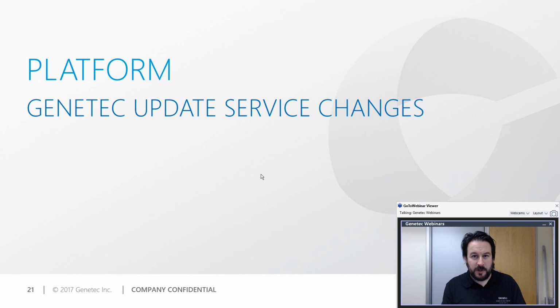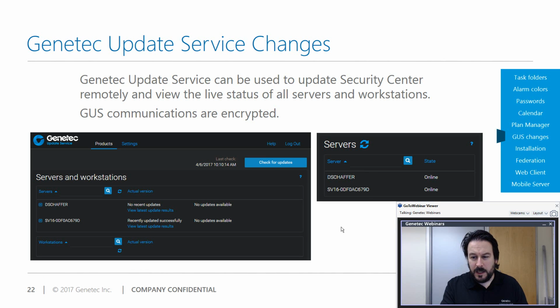So the next thing I want to talk about is the updates to the Genetec Update Service, which we call the GUS. So basically what we've changed here is we can use it to update the Security Center remotely, and we can also view the live status of all servers and workstations. The other thing we did add is communications are encrypted with the GUS as well.